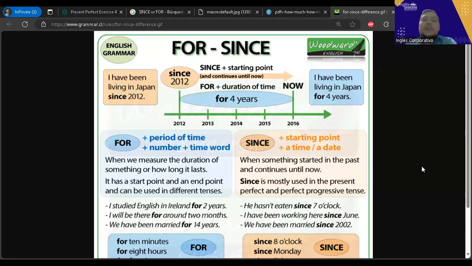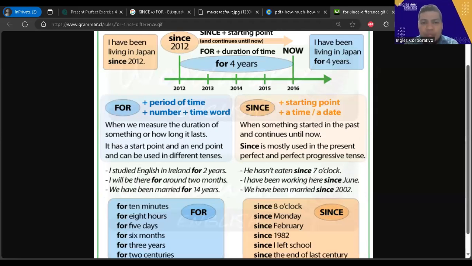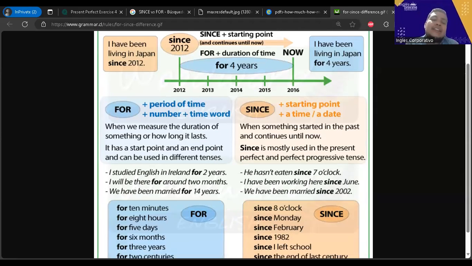Okay, here is another image that I have for you, the for and since, right? Tiene mucha explicación, examples of this one, but it's gonna be very easy, people. It's not that complicated. So the difference between for and since right here. So for, it's used with a period of time, right? In a number or a time word. So decir siempre va acompañada de un periodo de tiempo o de un número y una palabra de tiempo.